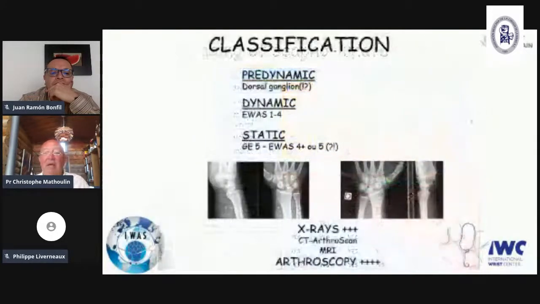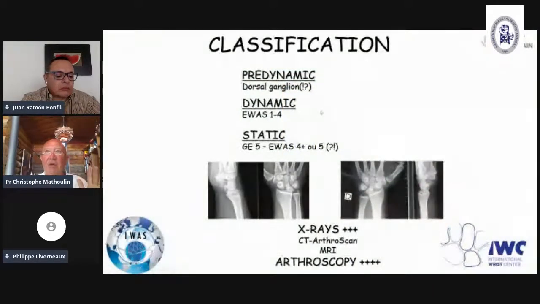It's complicated, the technique, of course. So we have a predynamic stage, which is a dorsal ganglion. It is another story, but every time you have a painful dorsal ganglion, take care. Sometimes it's not really a dorsal ganglion. It could be the first stage of the scapholunate instability. The dynamic, stage 1 to 4, is the stage at which we have to treat the patient. Of course, we can treat as a static case, but it's a little more complicated, and the results are not so good.